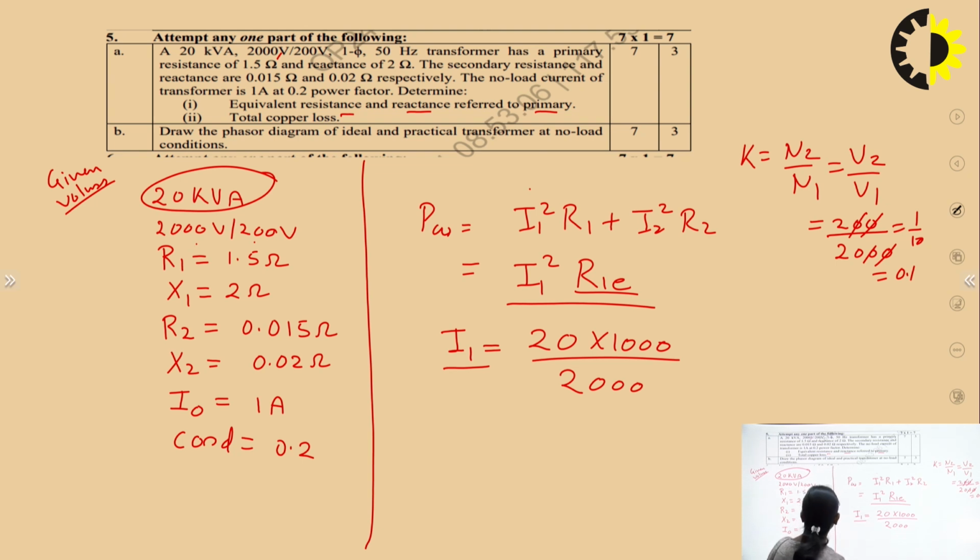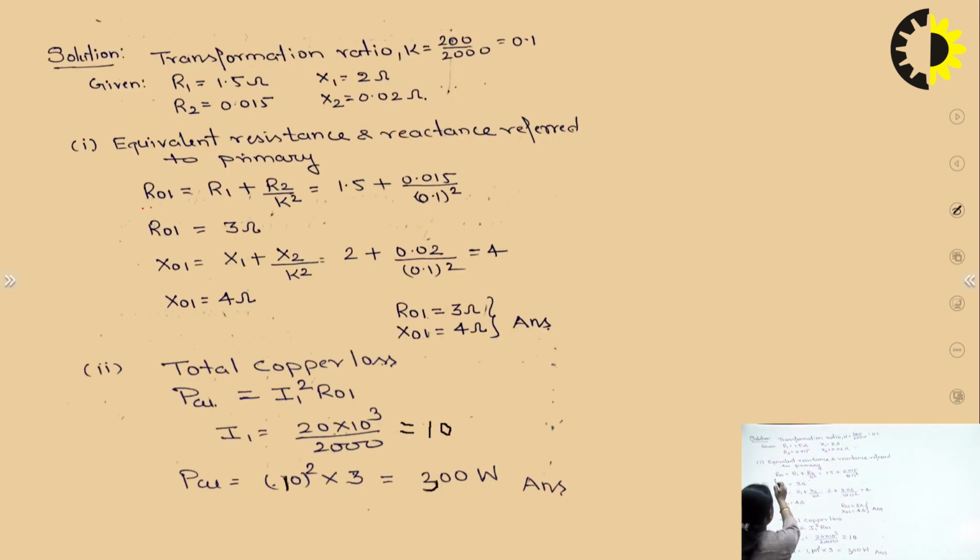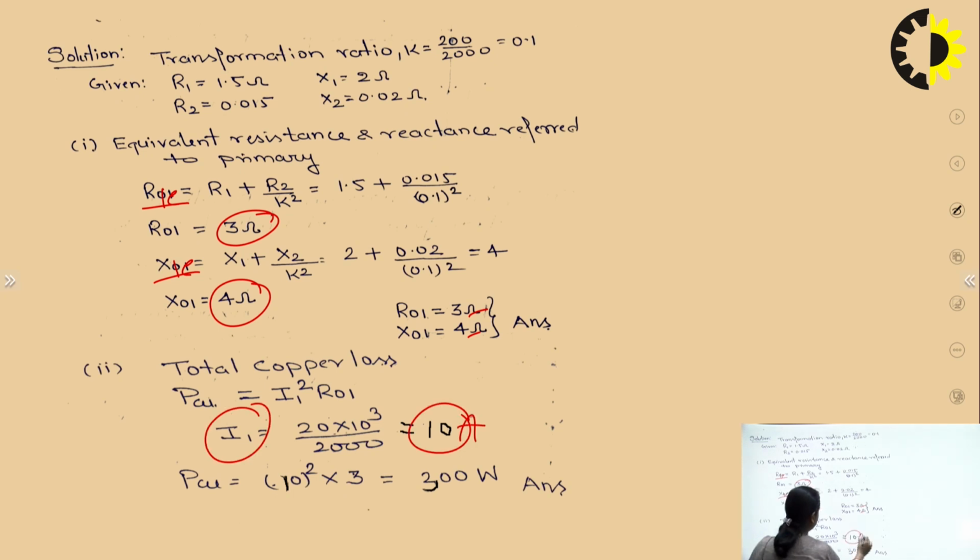So we will see what the answers are. R1E is coming 3 ohm, X1E is coming 4 ohm, right? So these are R1E and X1E, what I have referred. The answer is 3 ohm and 4 ohm. And the I1 value is coming 10 ampere, right? It is 10 ampere.